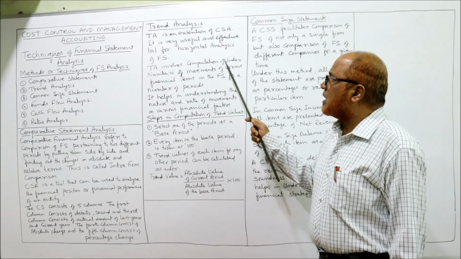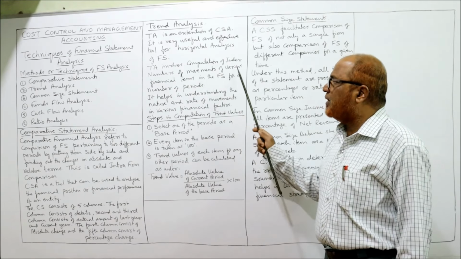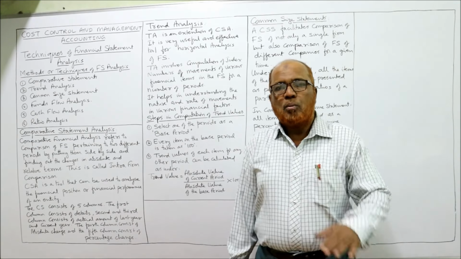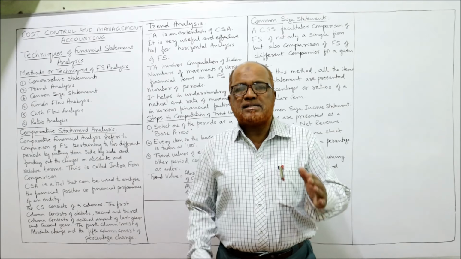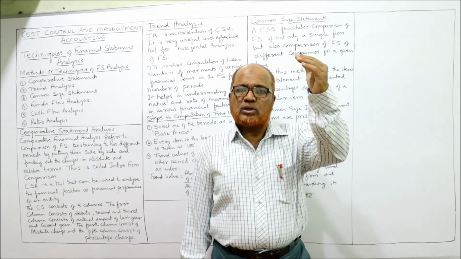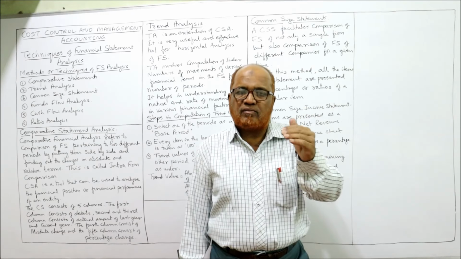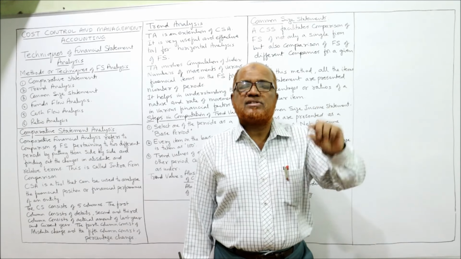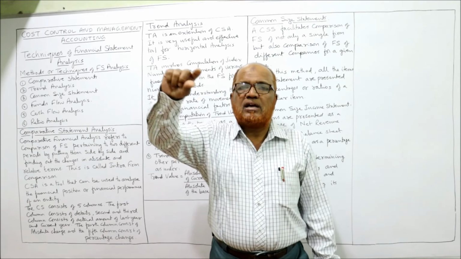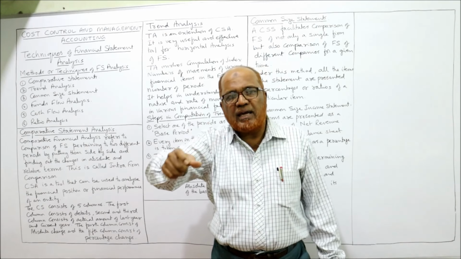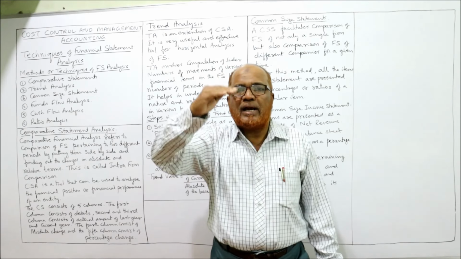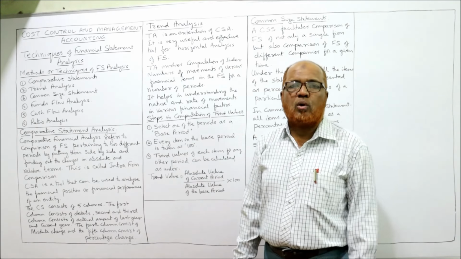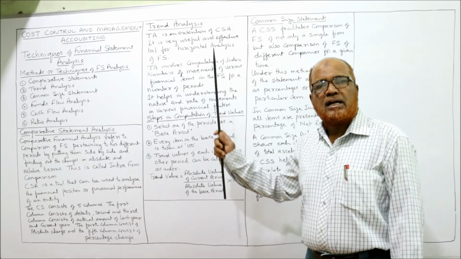Trend analysis involves computation of index numbers of movement of various financial items in the financial statements for a number of periods. Movement of the items. Example, the sales are given for 2018, 19, 20, 21, 22. Five years sales are given. Now we want to find out the movement of sales, whether the sales are showing increasing trend or declining trend or fluctuating over a period of five years. The movement of the values over a period of time, we apply trend analysis.